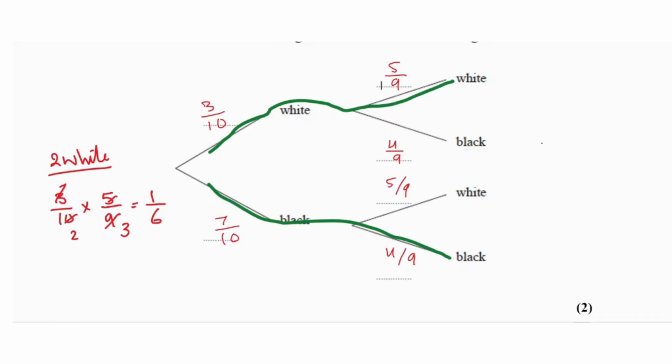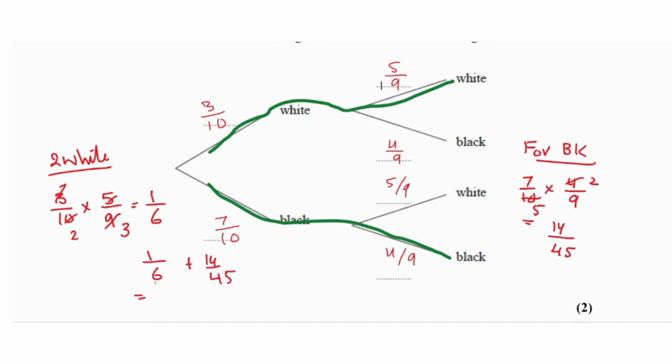Now we're going to check for the black. Let's write down here for black. For the black we have 7 over 10 times 4 over 9. So we can clearly see that 2 goes into 4 twice, 2 goes into 10 5 times. So 7 times 2 is 14 over 5 times 9 is 45. So 14 over 45, and over here we have 1 over 6. Now simply what we're going to do, we just add them up. Okay, so 1 over 6 plus 14 over 45.